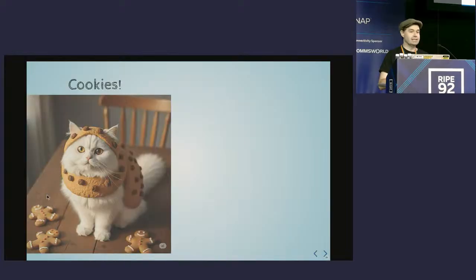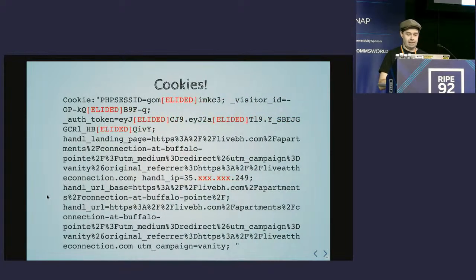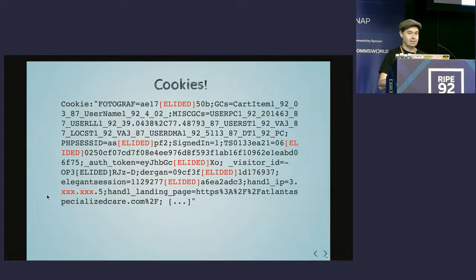Now we get onto cookies. I had many thousands of cookies collected, but this is people just trying to connect to a site. There's a bit flip, and they send me their cookie. This one is somebody apparently trying to pay the rent for their apartment. This one is somebody trying to reach Atlanta Specialized Care, which is their health provider. I could just collect these cookies and pretend to be them, play them back, etc.